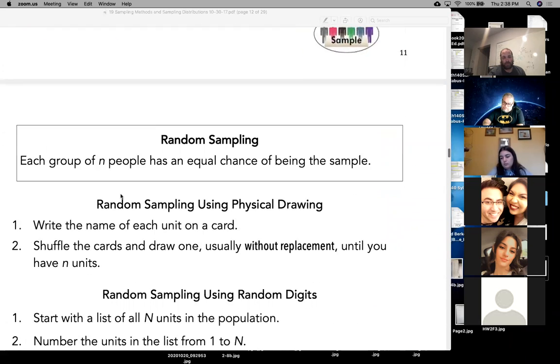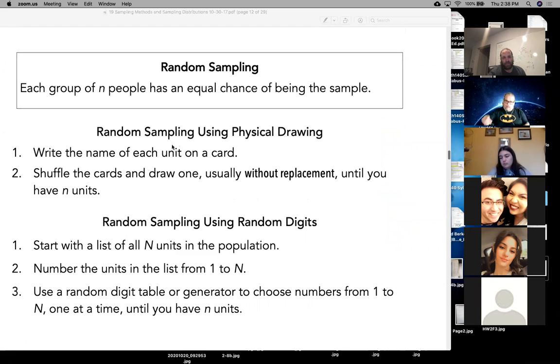So here is the definition for random sampling. Okay, here is a definition for random sampling. Each group of n people has an equal chance of being in the sample.